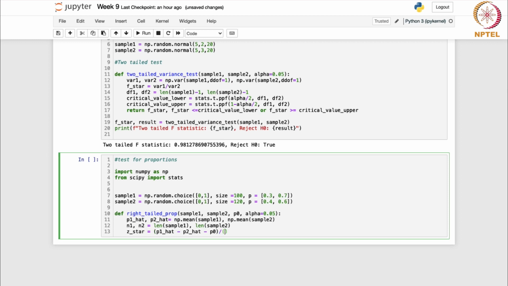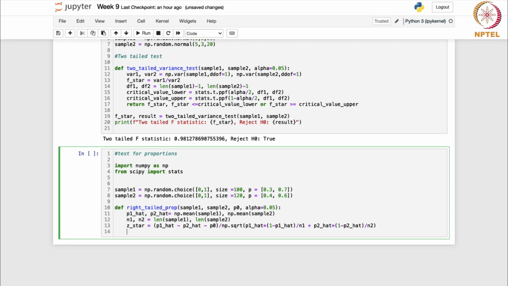It will be divided by the square root of this. So here it would be P1 hat into 1 minus P1 hat, whole divided by n1, plus the same thing for P2 hat: P2 hat into 1 minus P2 hat, divided by n2.